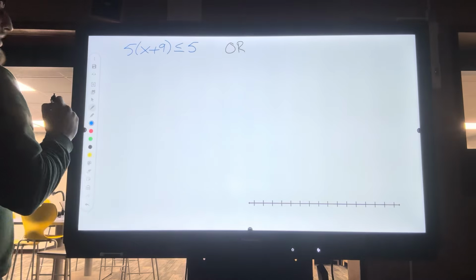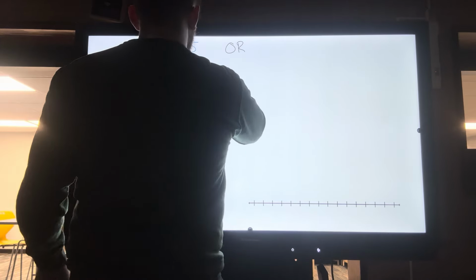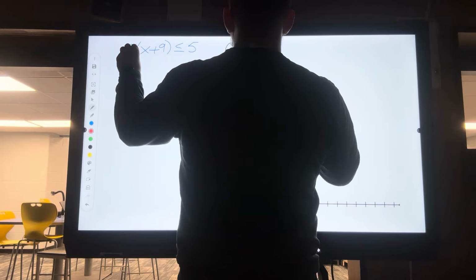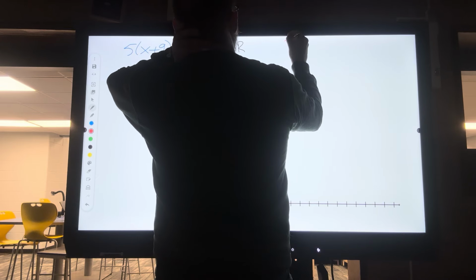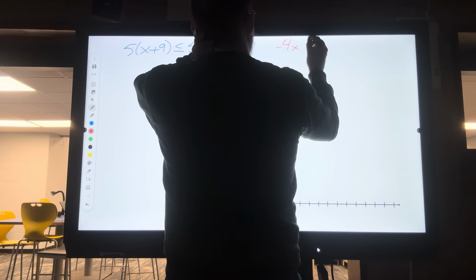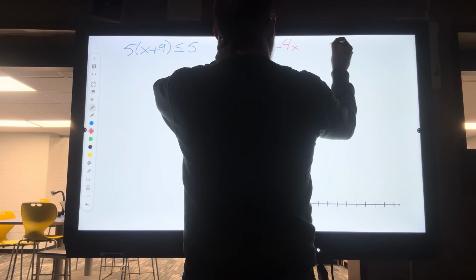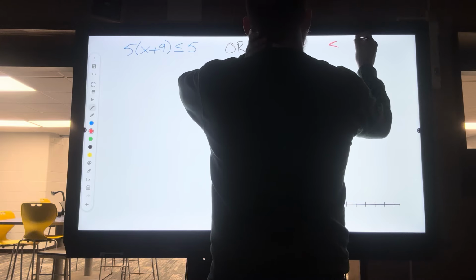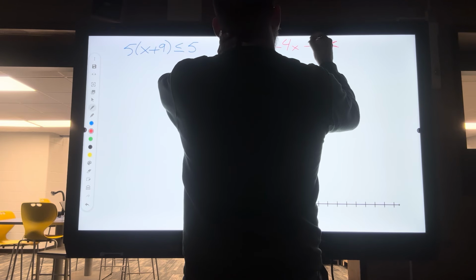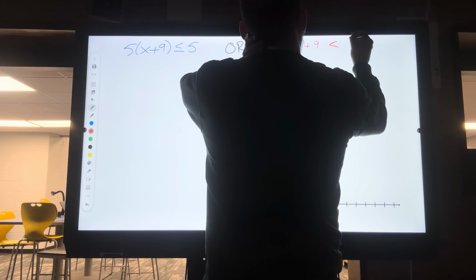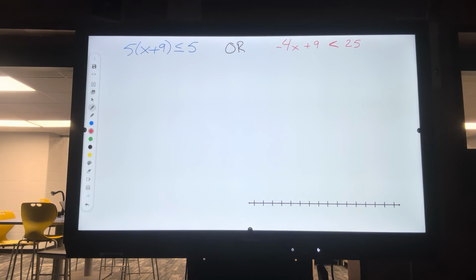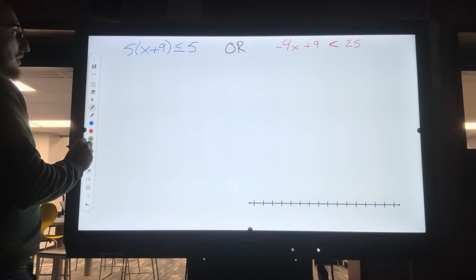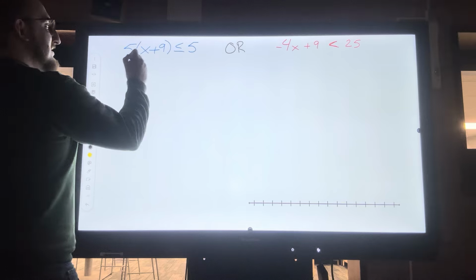Let's try that one, okay? And my red equation is going to be, let's try that. Now, if you did this, what we do is first on this side, we got to distribute.